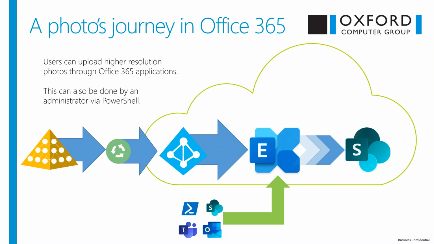So after that, users are able to go into Exchange Online or SharePoint Online or Delve, and update their photos with a more high resolution photo than the one that would have been coming from Active Directory. A lot of organizations allow their users to go into Exchange Online or SharePoint Online and update their photo. Also, administrators are able to update the Exchange Online photo, either through Exchange Online PowerShell or through the Microsoft Graph.